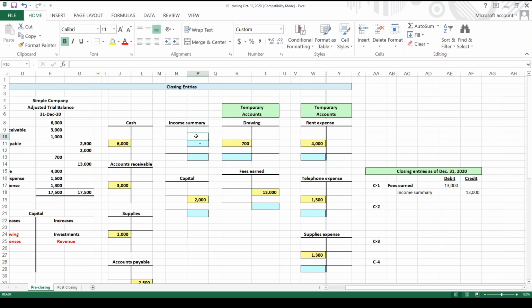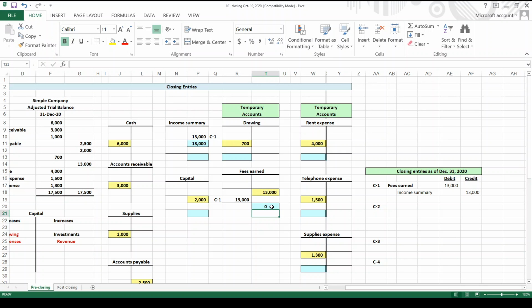All right, so let's post this transaction now. It's going to be a debit to the revenue account, $13,000. We'll call that what? C1. And it's going to be a credit to income summary, an artificial account used in the closing process. All right. Now, what's the balance in fees earned? Well, the balance is now 0.